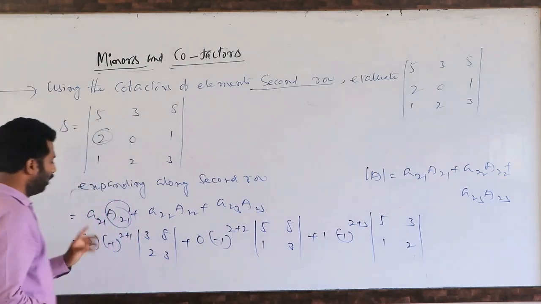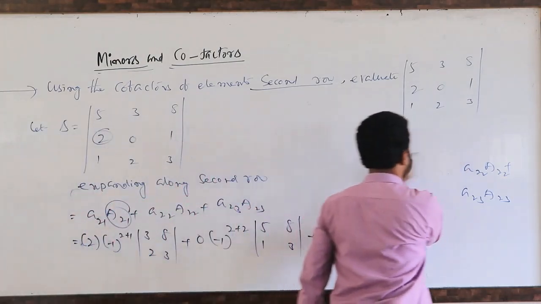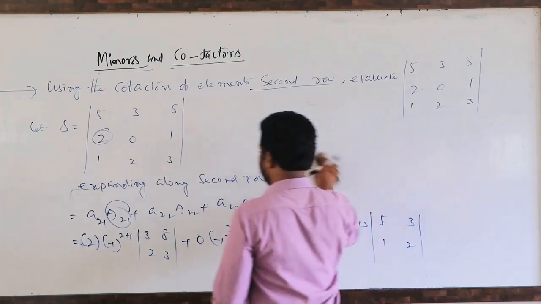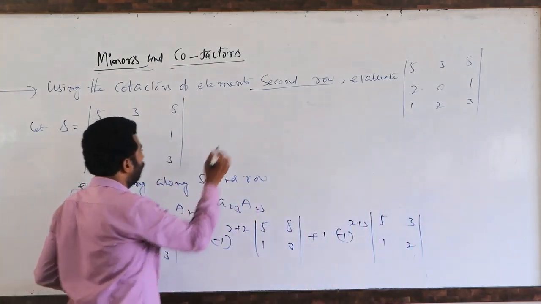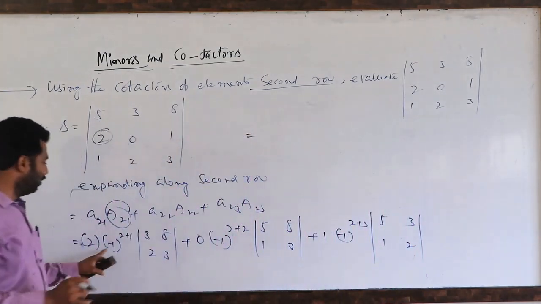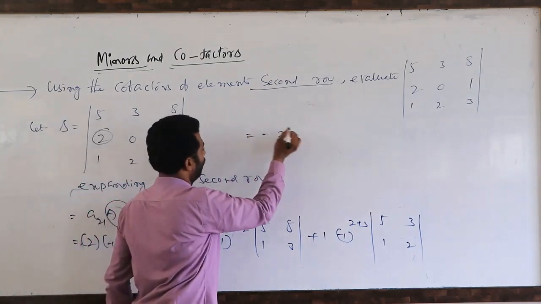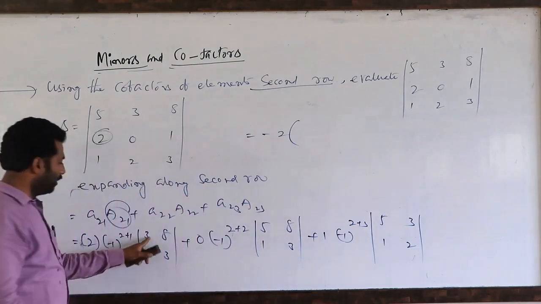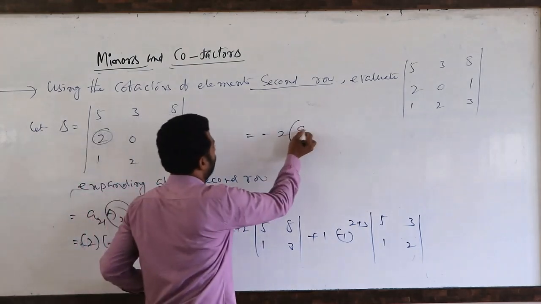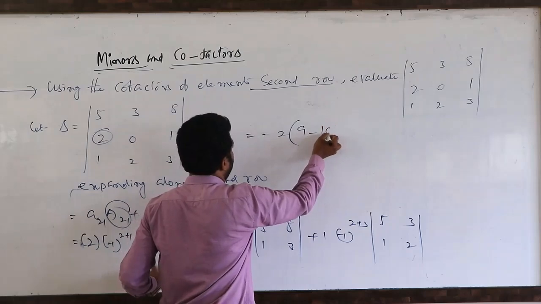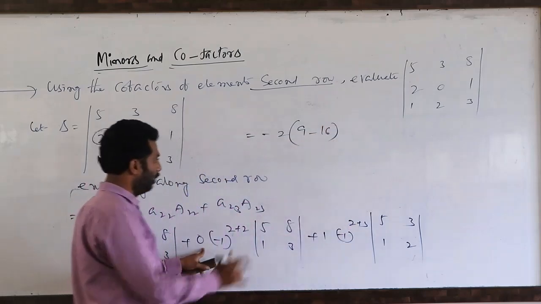Now we have to simplify these values. 2 into minus 1 whole cube means minus 2. You expand this determinant: this is 9 minus 16. Next, anyhow, this is 0.